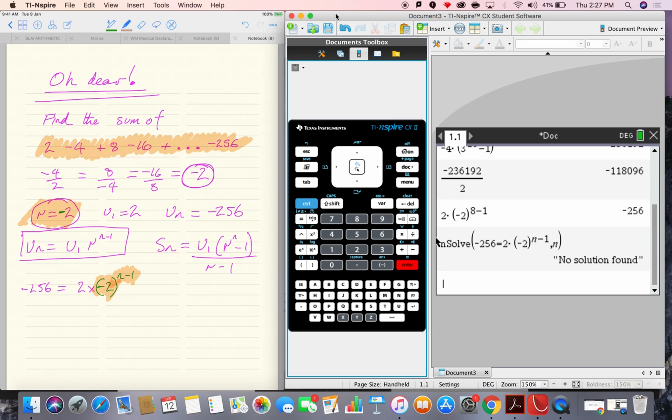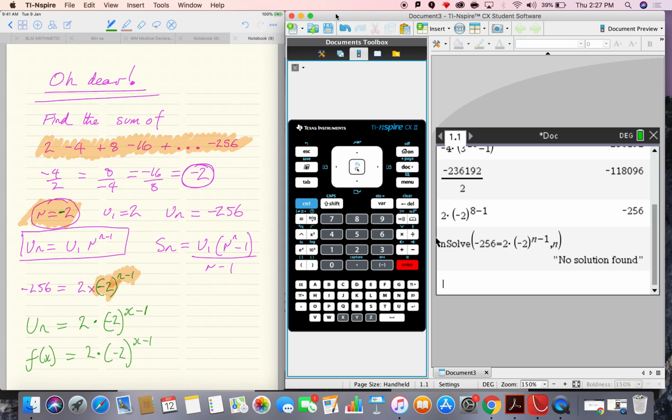But there is a way around this. Okay, so let me share with you the way around this. So the way around is using the u of n formula again. So u of n is u1 times by r to the n minus 1. And this time I'm going to change the n into an x, and that'll be the clue. Because I'm actually going to type this in as a graph. F of x equals 2 times -2 to the x minus 1.